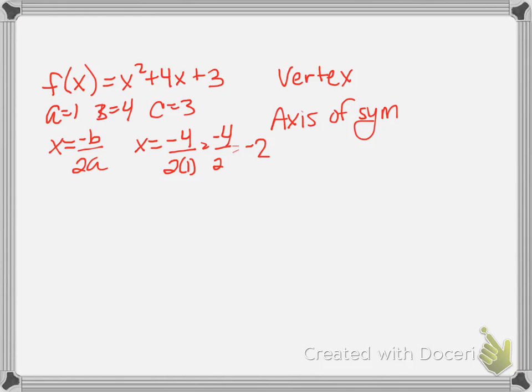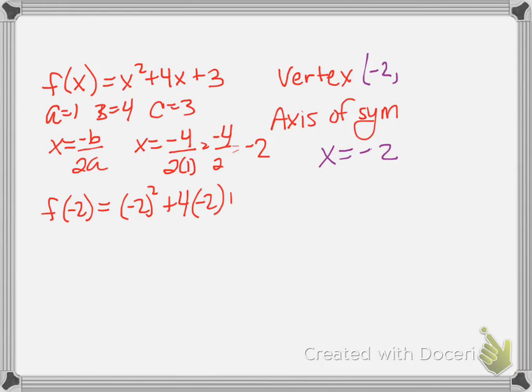So I know my vertex is negative 2 and something. I can also go ahead and do my axis of symmetry. Now I'm going to plug it back in. So f of negative 2 equals negative 2 squared plus 4 times negative 2 plus 3.